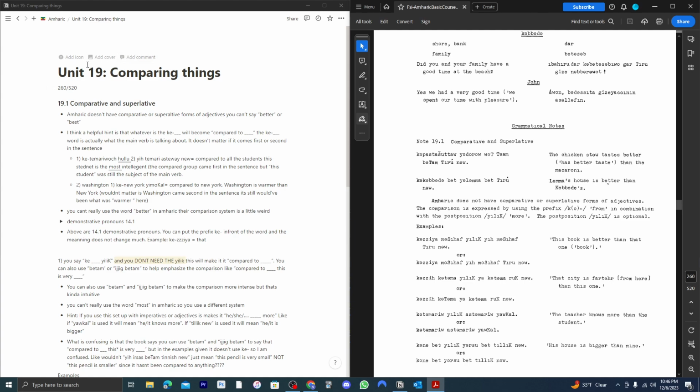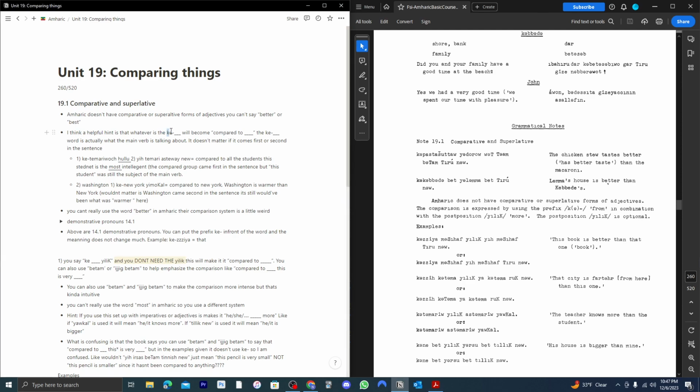So anyway, chapter 19, unit 19, comparative superlative. So Amharic doesn't have words like more or best. To compare things, you basically say the thing. Sometimes you say yillik afterward, and then you say whatever the thing is by itself, but now it's being compared to something else. So let me go over here.